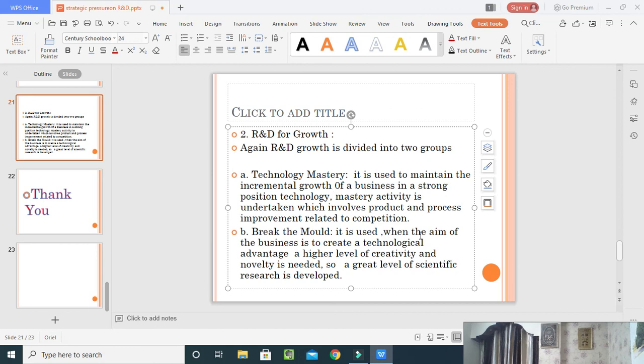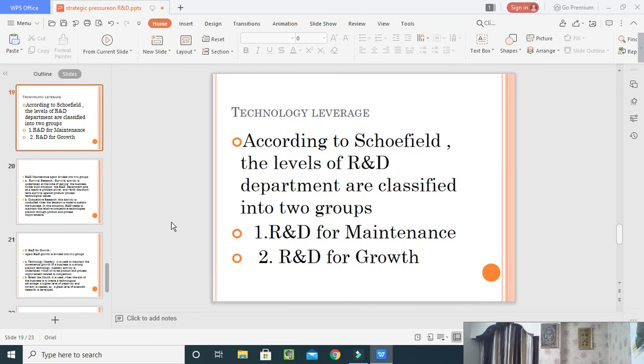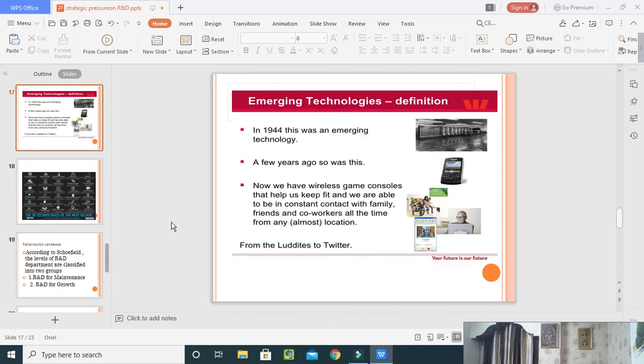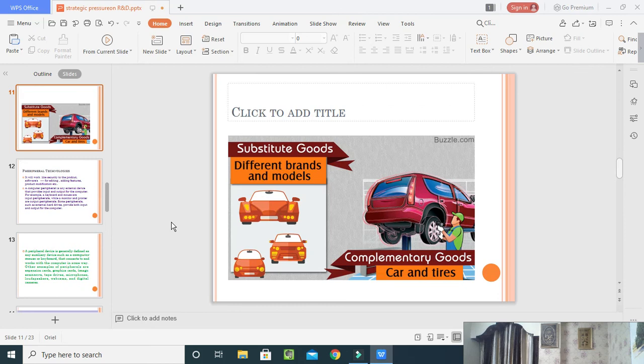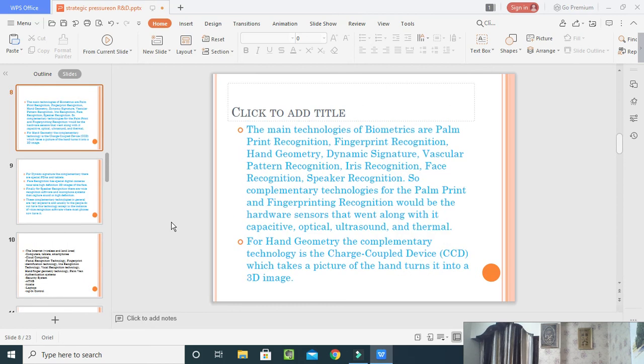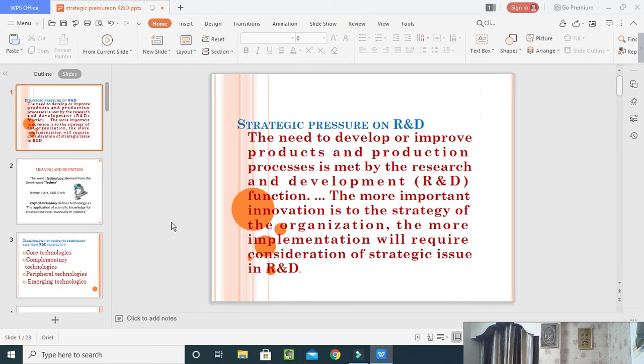So I hope students you understand what you mean by strategies of technology R&D and what are the technological leverages. So today we have talked about the leverages of the R&D department and strategies, that means the strategic pressure on R&D. So these two topics we have completed. By this we have completed our first unit in innovation management.